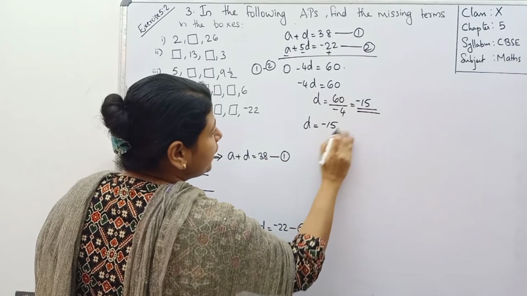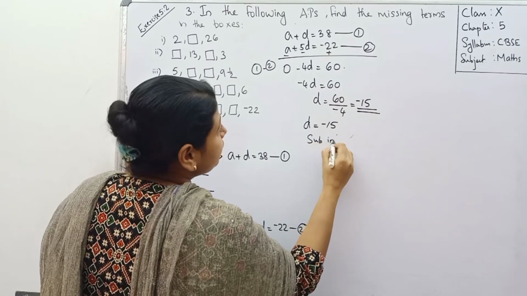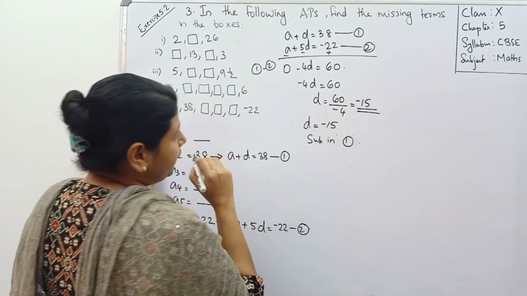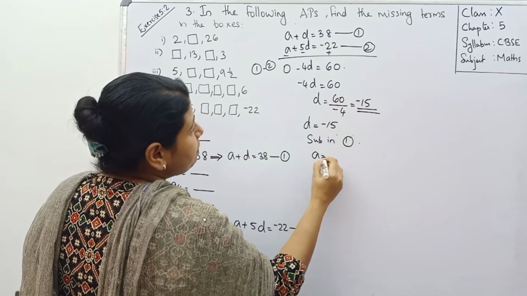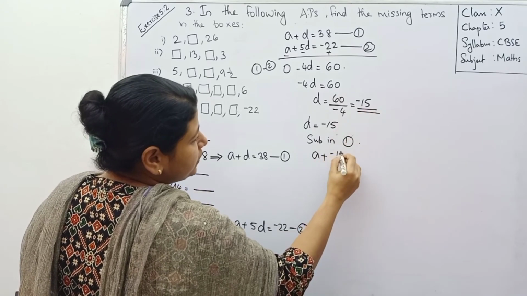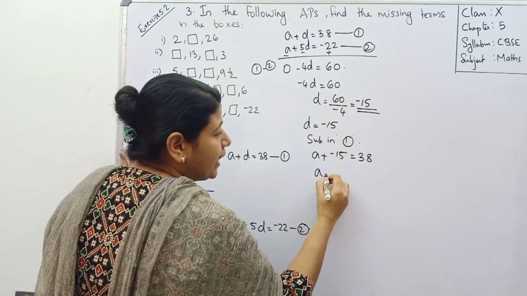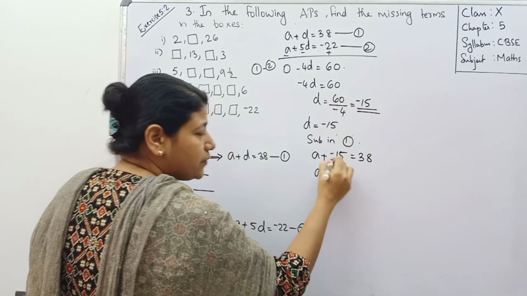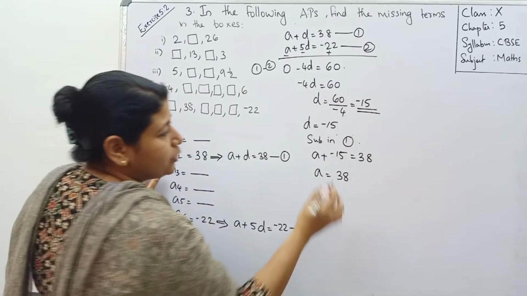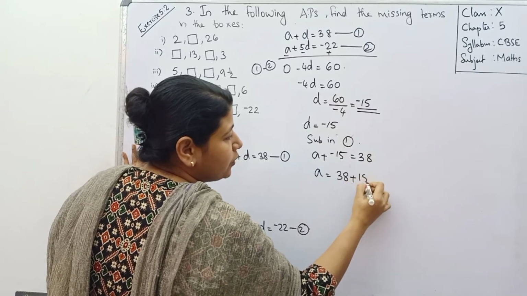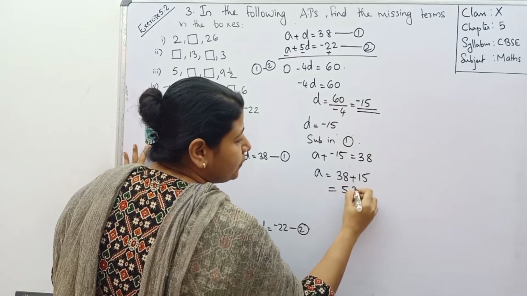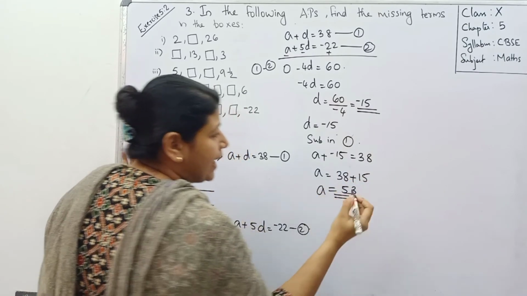So, substitute in the first or second equation. In 1, we will get a plus d, negative 15, equal to 38. Okay. So, a equal 38. This 15 can be taken to that side. So, it will be plus 15. So, this is 53. So, you got a as 53.